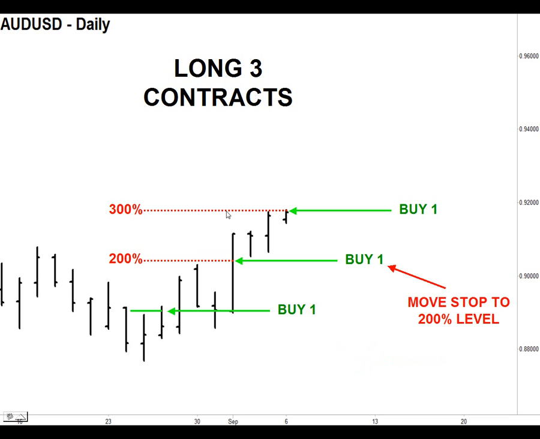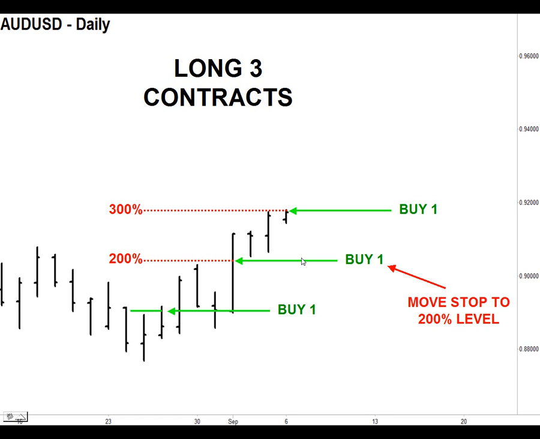And what this means now, once we get to this 3 lot level, we will not have any risk involved because we've moved our stop to the 200%. If the trade turns against us, we'll be stopped out and have a loss on what we bought at the 300% range. We'll break even on what we purchased at the 200% range, and we'll make a nice small gain here on what we purchased right here at the original entry. So we'll break even. We'll have a nice profit here, and we'll have a nice loss here, so we'll basically break even. So we're playing with the house money.